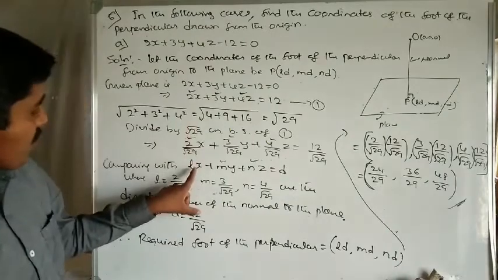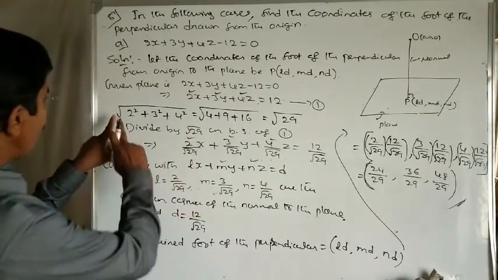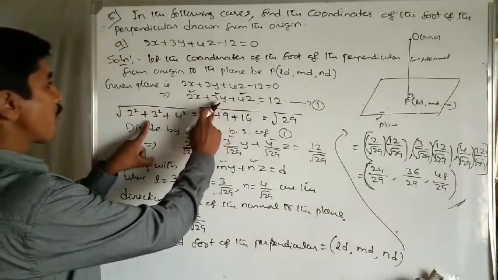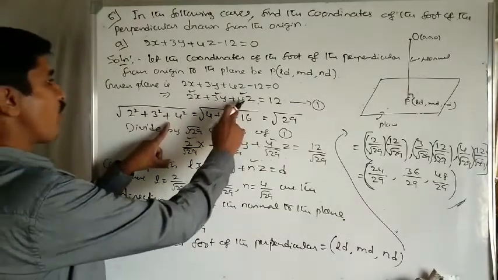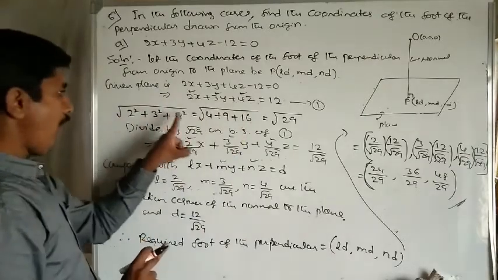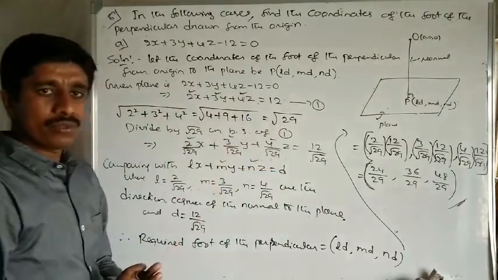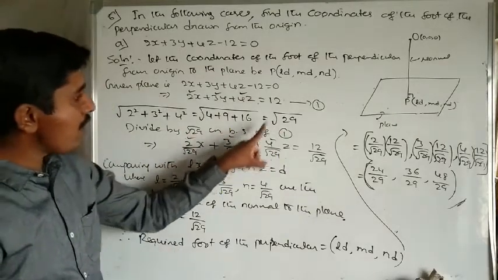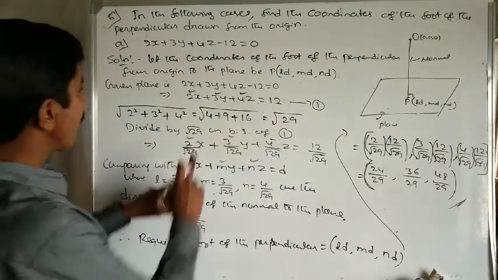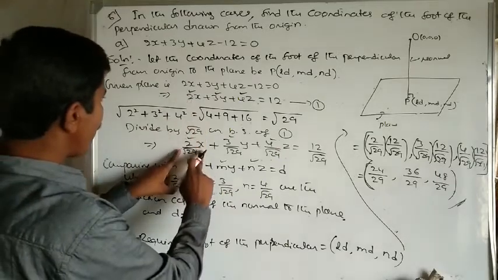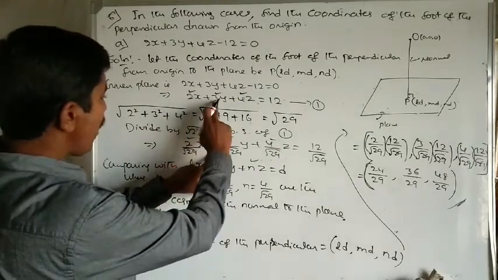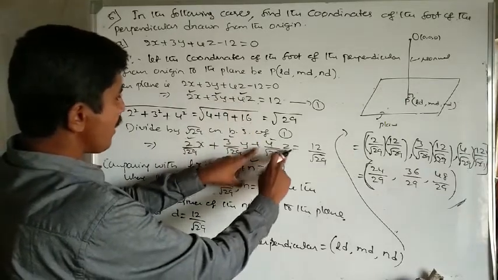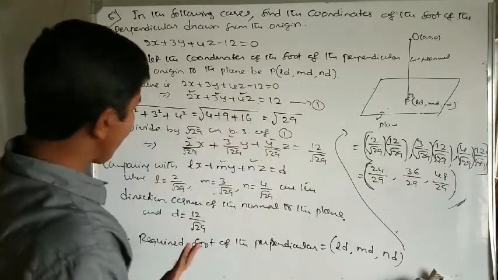I am going to express this form. Therefore, take the square root of x coefficient 2 square plus y coefficient 3 square plus z coefficient 4 square. The root value we get is root 29. Divide by root 29 on both sides of equation 1: 2 by root 29 into x plus 3 by root 29 into y plus 4 by root 29 into z is equal to 12 by root 29.